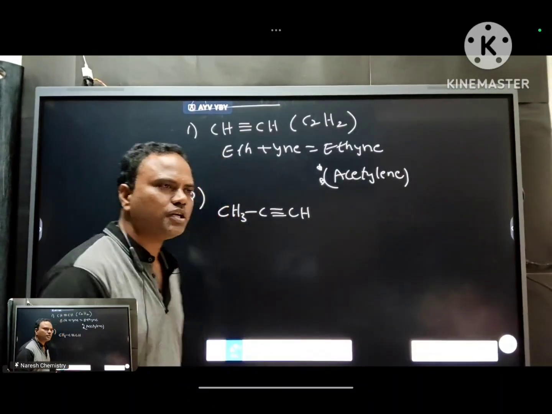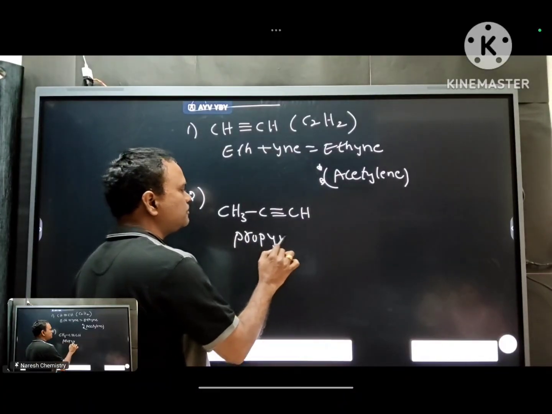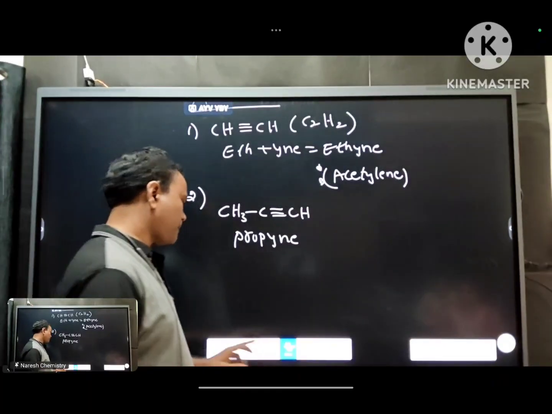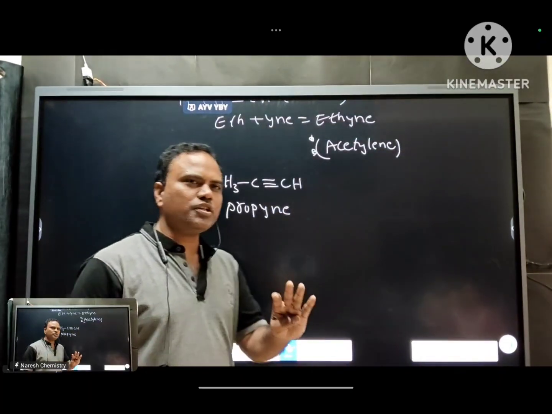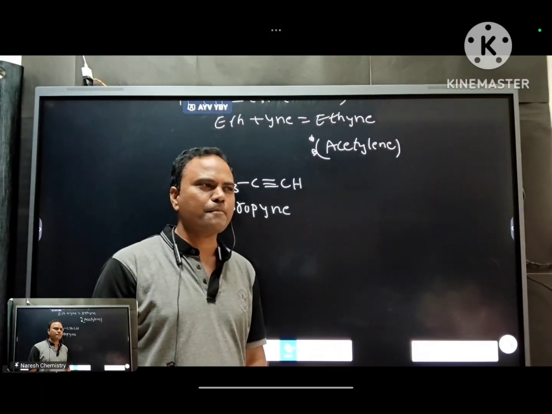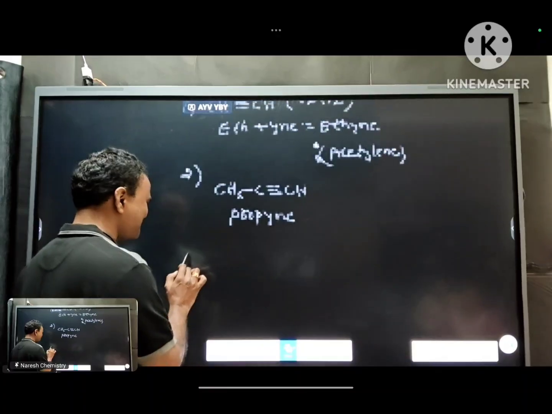Give the name for this compound, second one. How many carbons are there? 3. Propane. Very easy, propane only. When carbons are 4, then only give the number. From 4 carbons onwards, we will give the number. Not for 3 carbons. Okay?